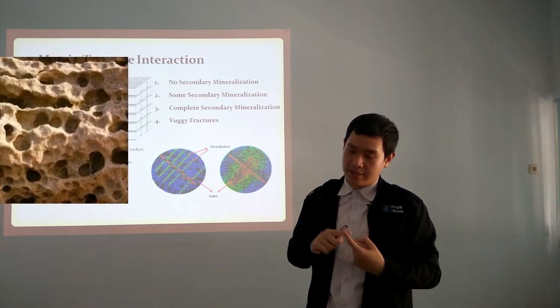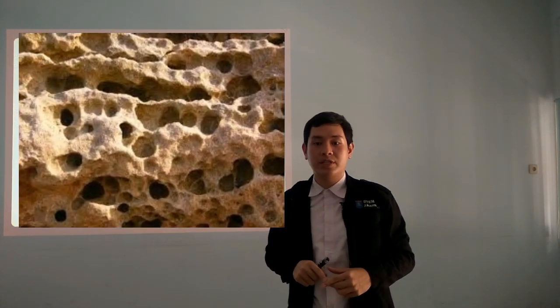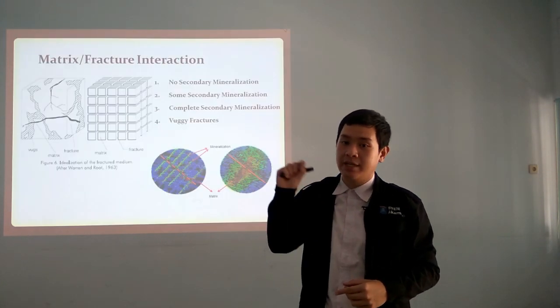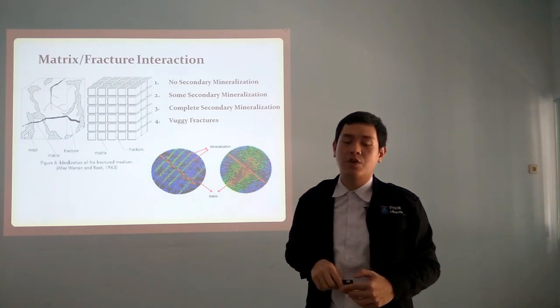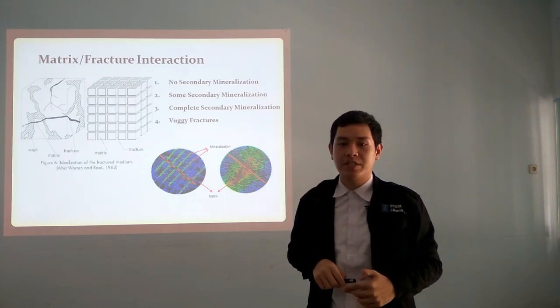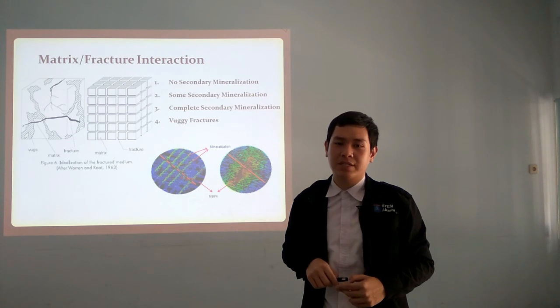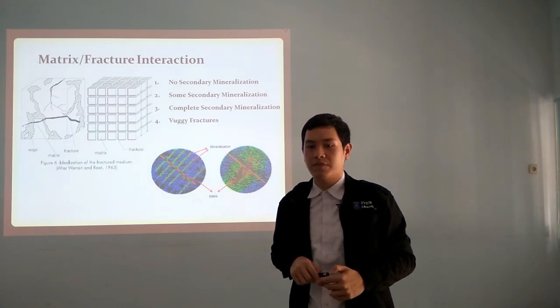And the last is vuggy fractures. They can have very large porosity, which can reach 100% in some intervals, and several darcies of permeability. Production can be several thousand barrels per day if the faults are connected, all touching the faults.